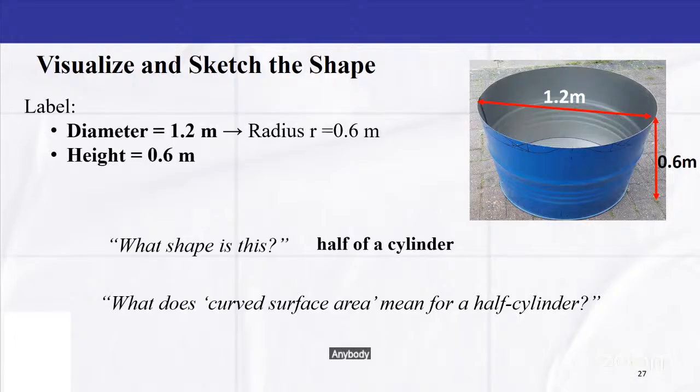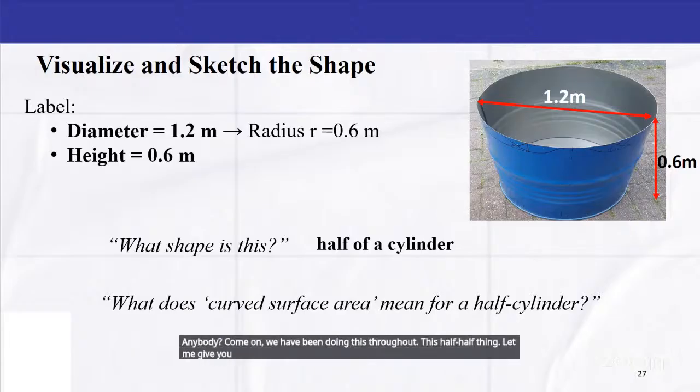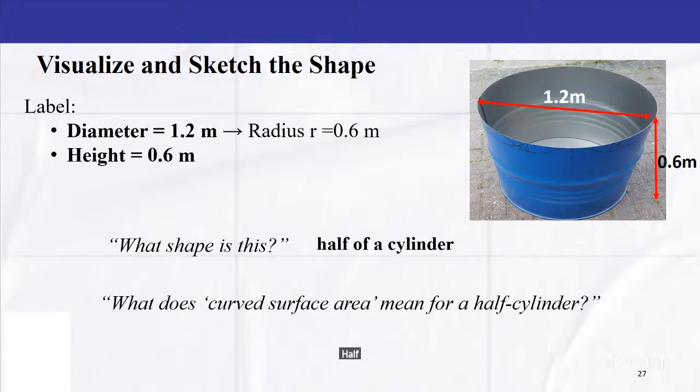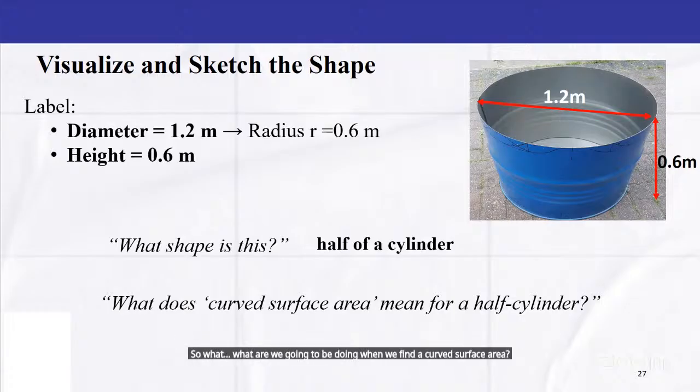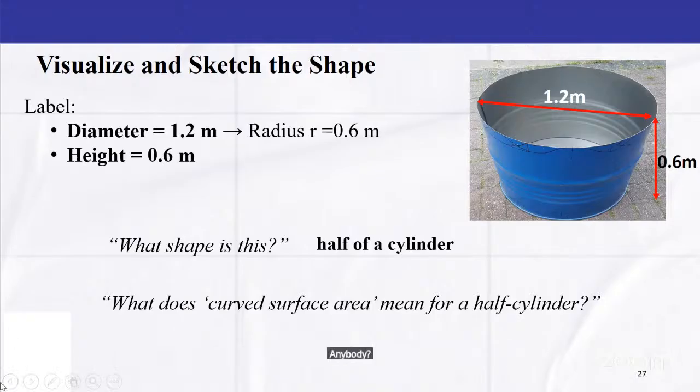Anybody? Come on, we have been doing this throughout. This half thing. Let me give you a little clue. Half of a circle, half of a, what was the other one? Yeah, half of a circle, half of a circumference. Now we have half of a cylinder. So what are we going to be doing when we find the curved surface area? Anybody? Janelle Ray says semicircle times height. Semicircle times height.